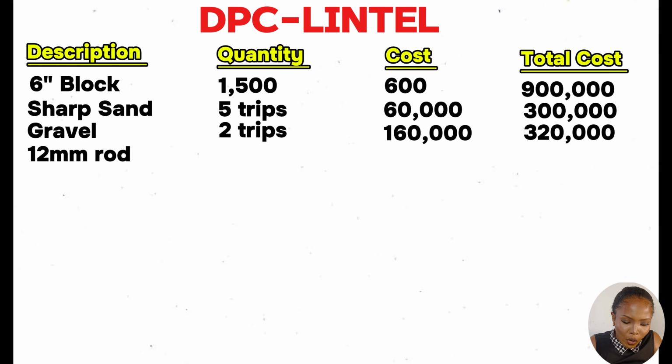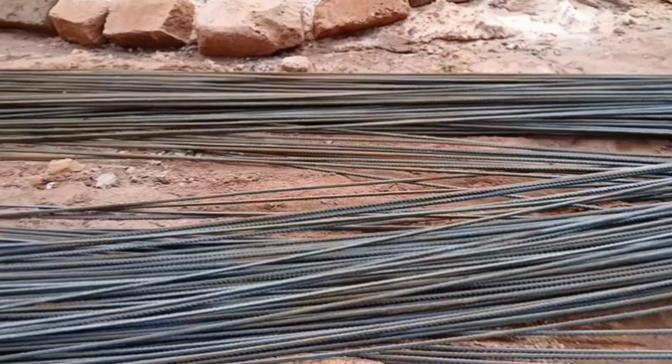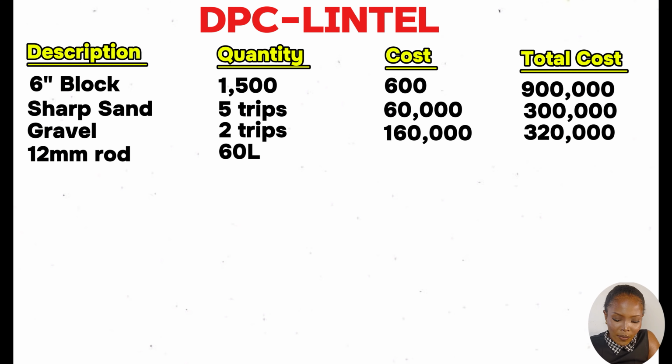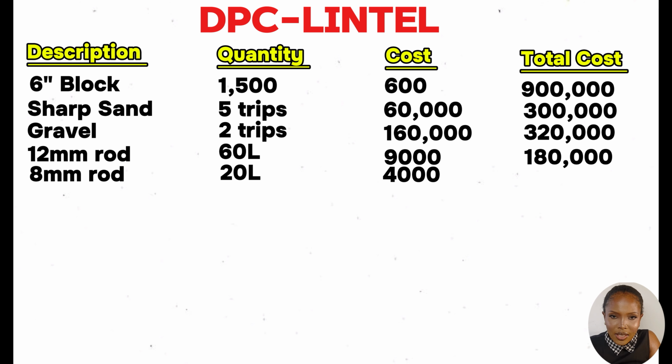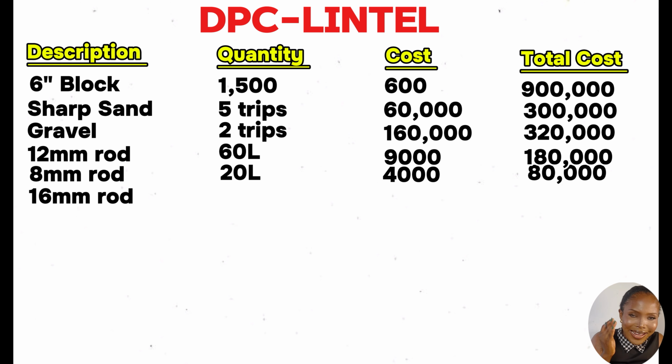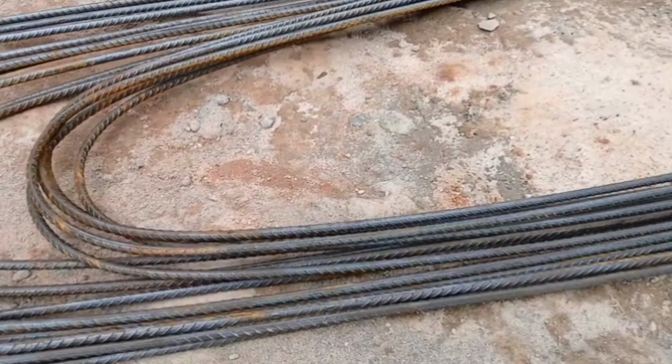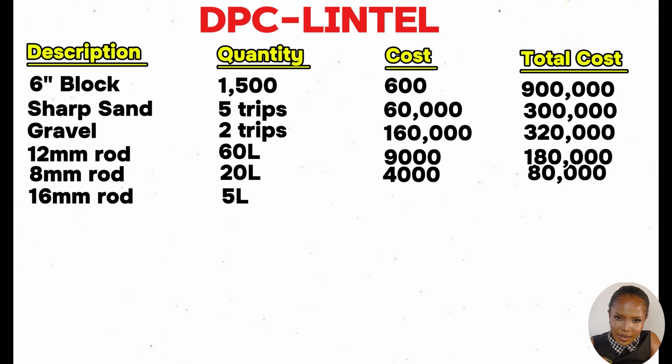Then you need 12 rod, 60 lengths of 12 rod, and each length costs 9,000 naira. So 9,000 naira multiplied by 60 is giving us 180,000 naira. Then you need 20 lengths of 8 rod, and each length costs 4,000 naira. 4,000 naira multiplied by 20 is giving us 80,000 naira. You need 5 lengths of 16 rod, and each length costs 16,500 naira, currently here in Delta State, Nigeria. So 5 multiplied by 16,500 naira is giving us 82,000 naira.